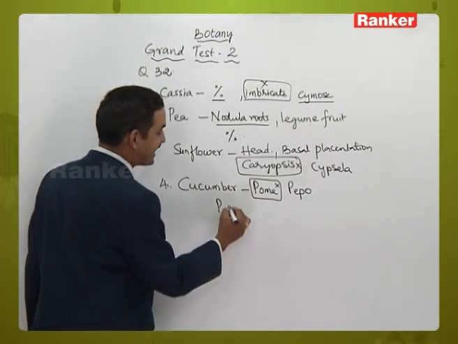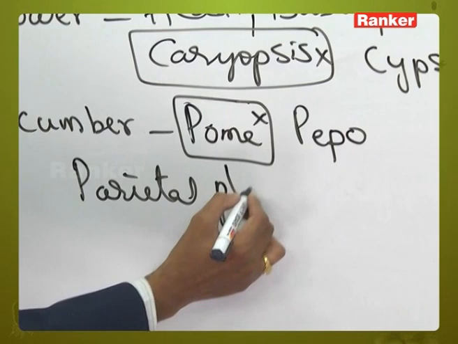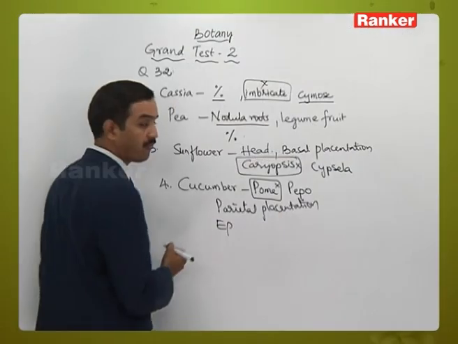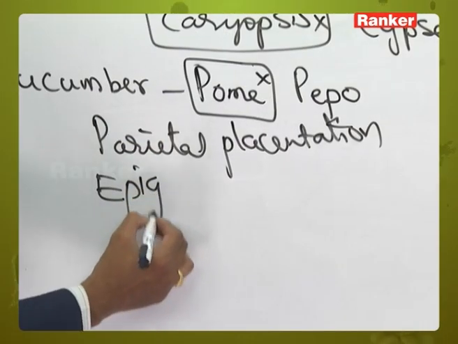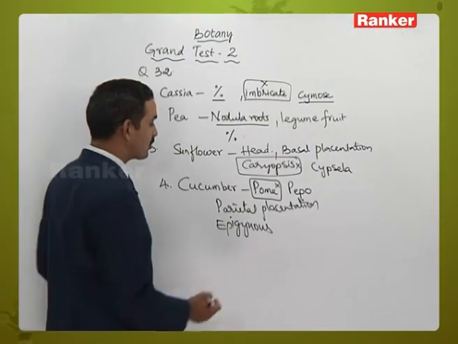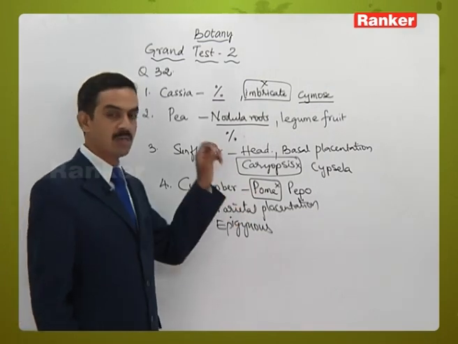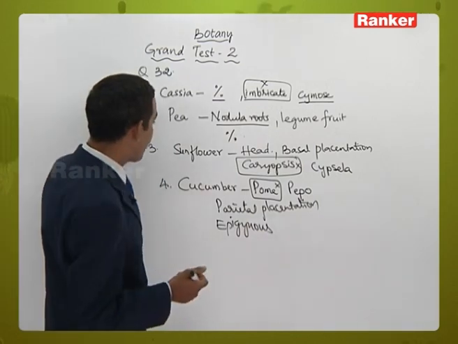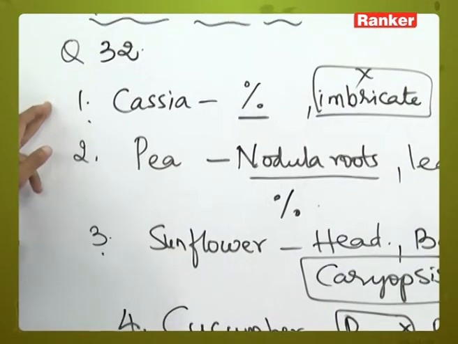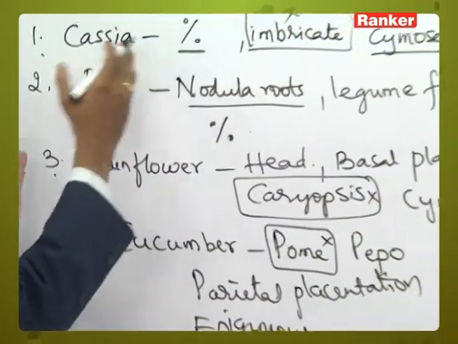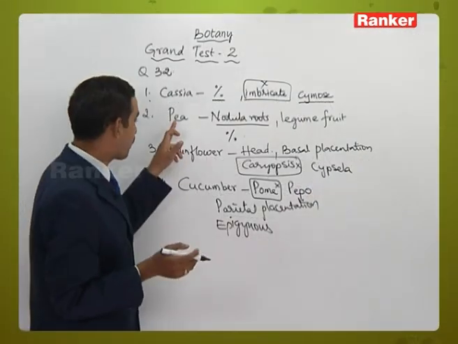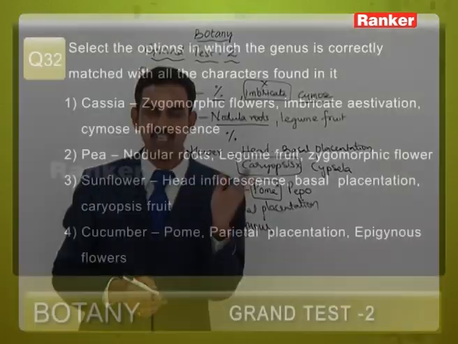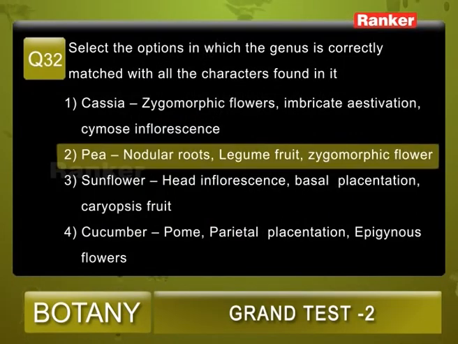Then of course parietal placentation. This is correct. Parietal placentation is correct related to this one. And the type of flowers are epigynous. Yes, epigynous flowers is also correct. So pepo is the fruit, not pome fruit. Pome fruit is present in the apple plant, right? In options 1, 3 and 4, some characters are not exactly related to the plant that has been given. Whereas in the pea plant, nodular roots, legume fruit and zygomorphic flower, all the 3 characters are correct. So question number 32, the correct answer is 2.